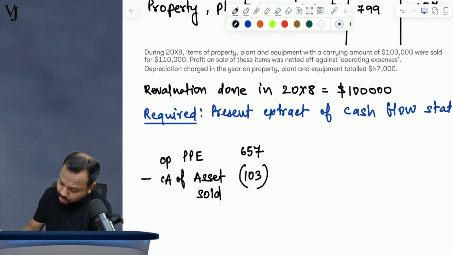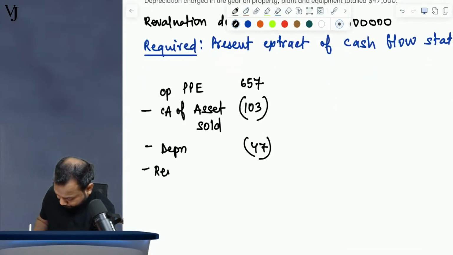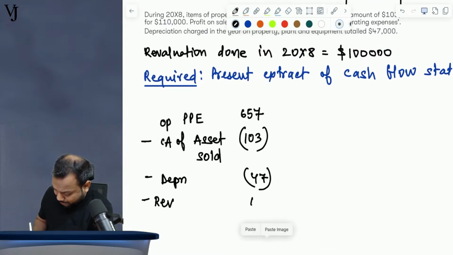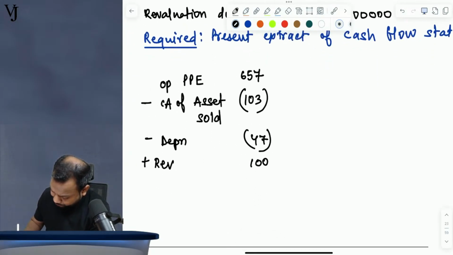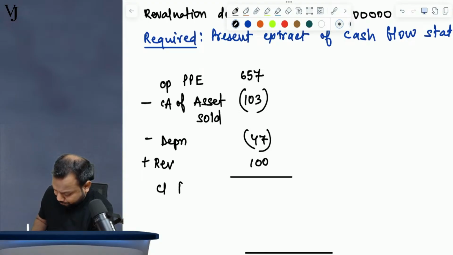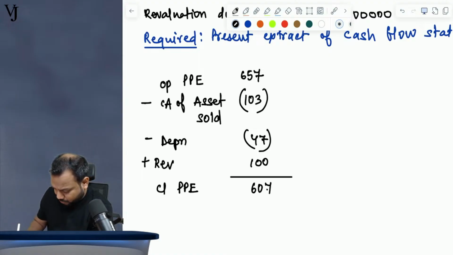Then what? Profit on sale is netted off with operating expenses. Okay, we'll deal with it. Depreciation: minus 47. Now revaluation is not minus, it is plus. Revaluation will increase the value of the asset, plus 100. So now tell me, what is the closing PPE? 657 minus 103 minus 47 plus 100 is 607, the closing balance.